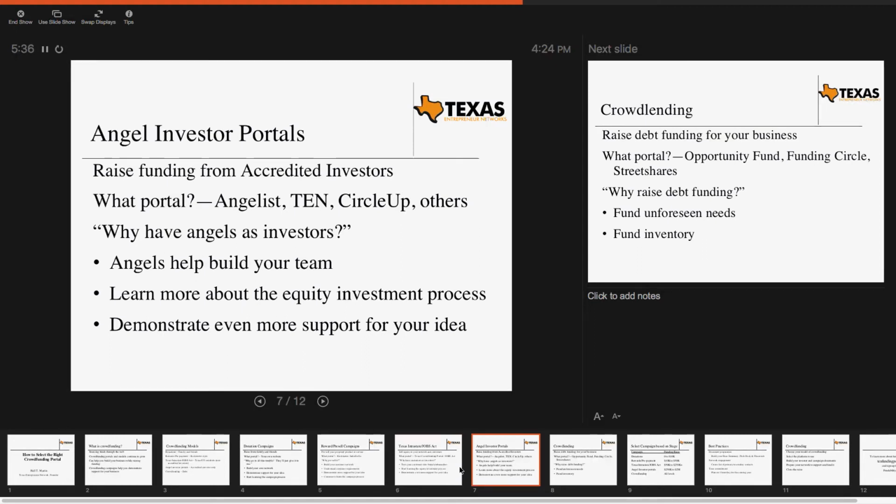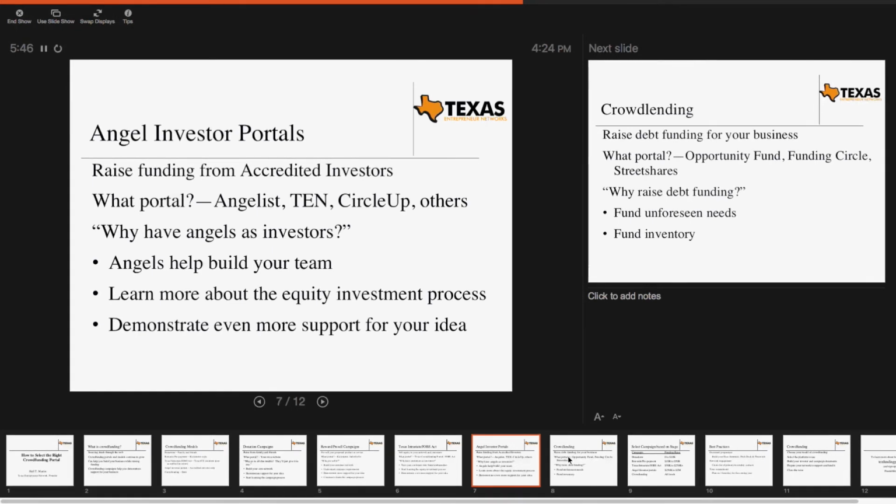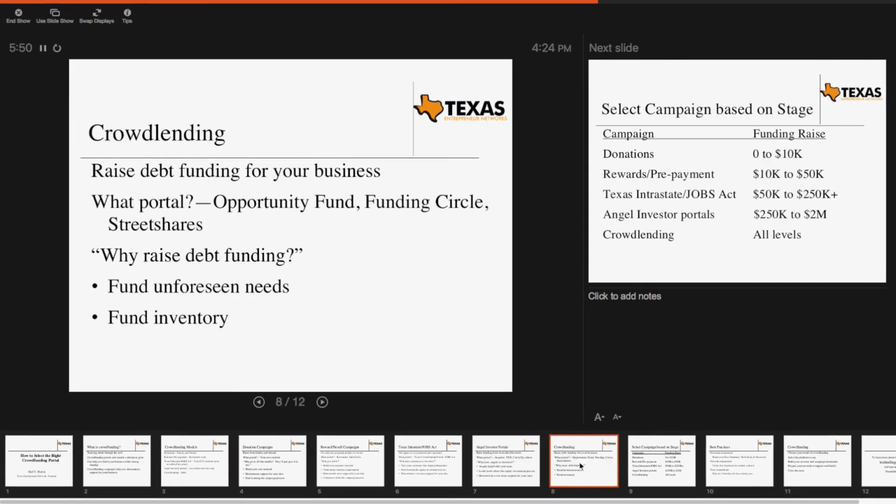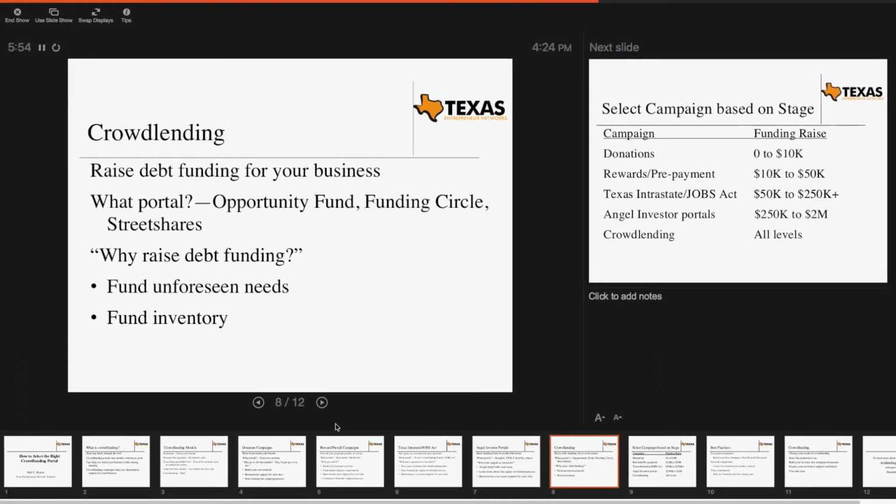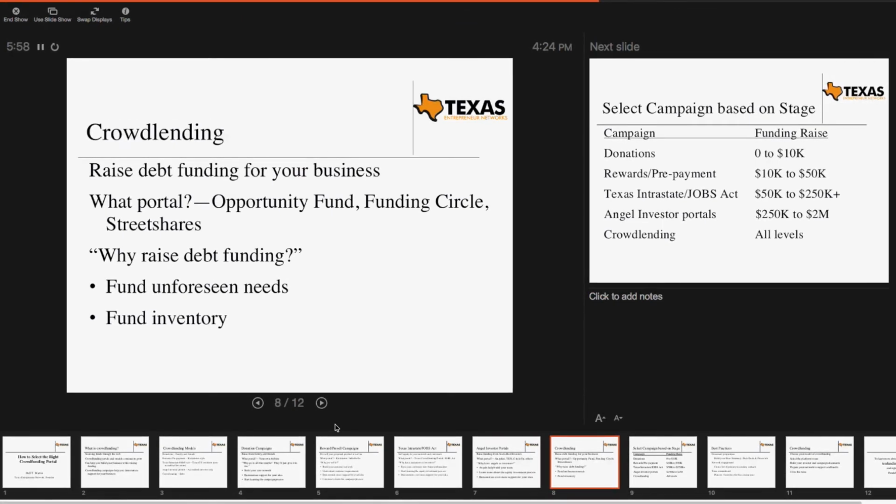At each stage of funding, they're always going to look at the previous stage to see, did you get support from the network or from the customers or from your family and friends to demonstrate that they are behind this business. The last one is crowd lending, and here we're raising debt funding for the business. And we're going to look at portals like Opportunity Fund, Funding Circle, Street Shares, and there's many others.